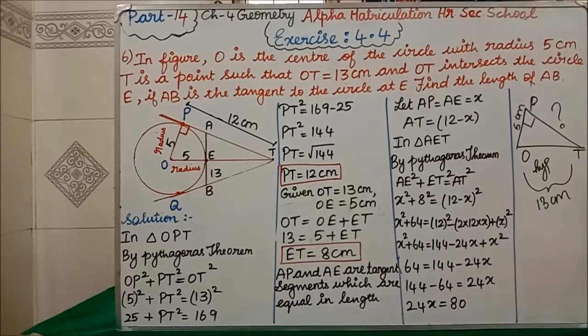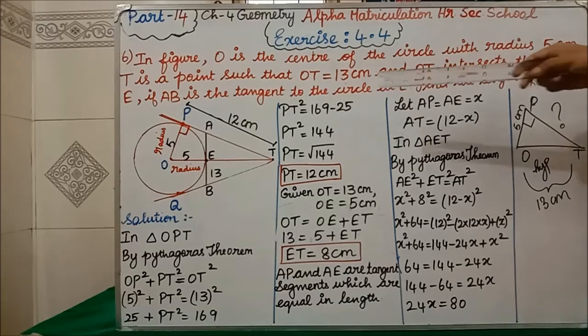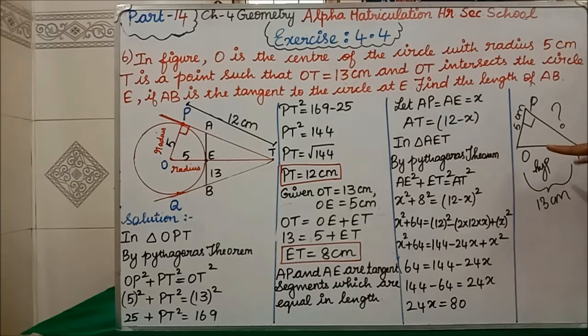See, here I have drawn the triangle separately. POT. P is what? Right angle, 90 degree. Now what is OT? The value they have given. The full length OT is 13 centimeter. OP is the radius. We know the radius they have given is 5 centimeter. So I have written 5 centimeter. So here we are having 90 degree. Opposite to 90 degree is what? Our hypotenuse side.